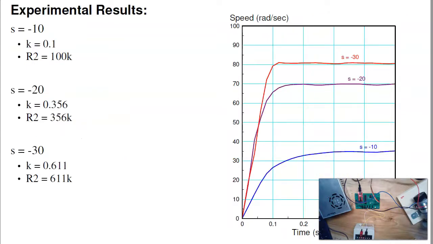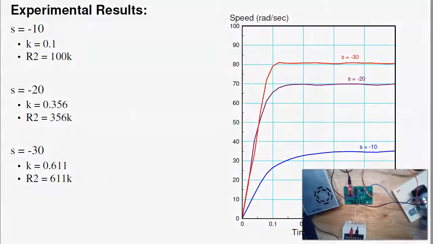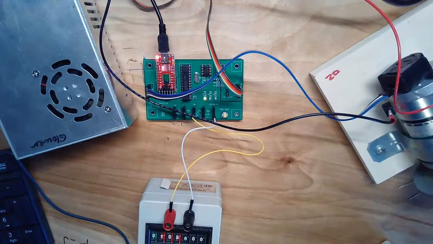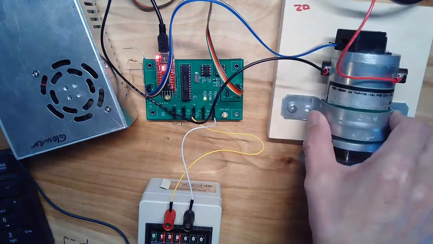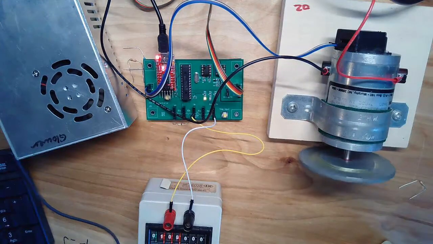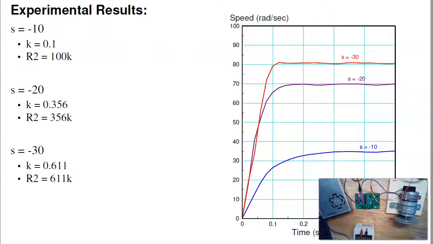So now let's try it. What that looks like experimentally is, if I have a gain of 1, say 100K resistor right here, apply step input. Here goes, set point is minus 50. And you kind of see the motor's changing speed. Not that easy to see here. Another way to look at it.